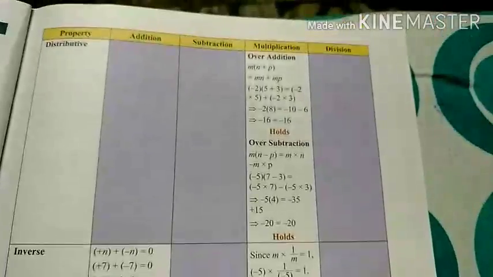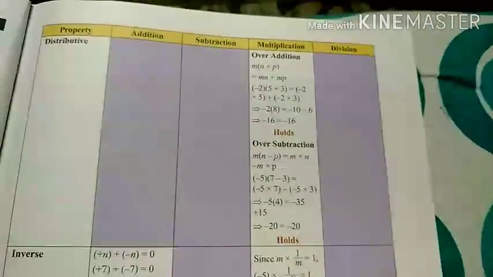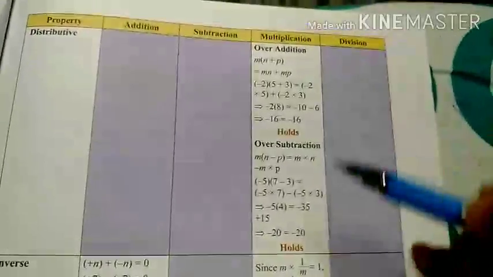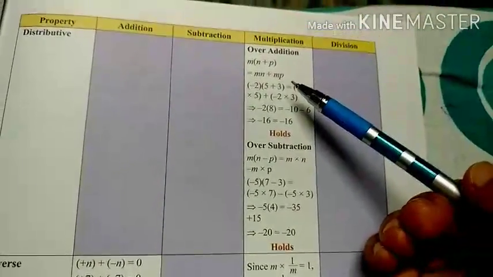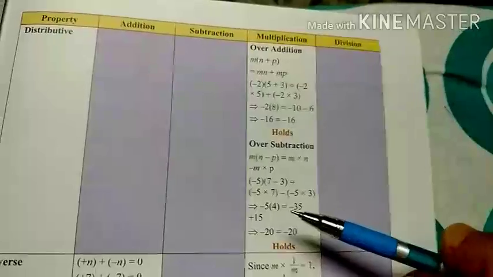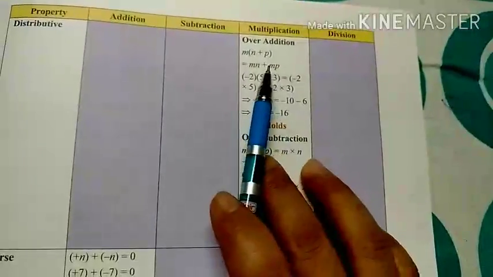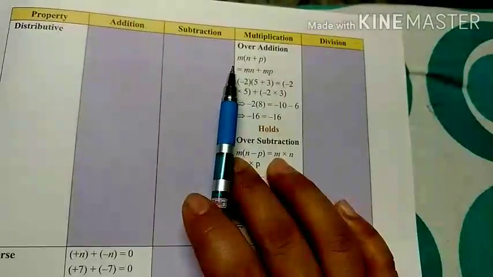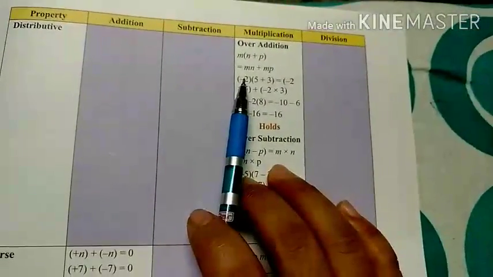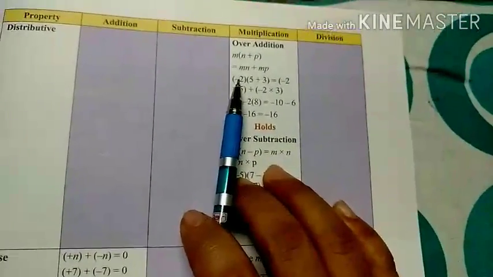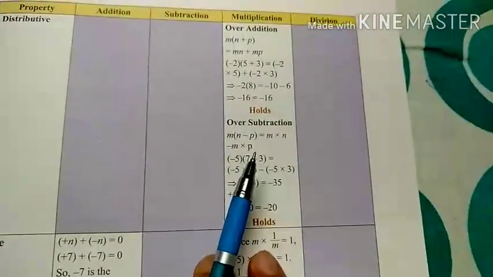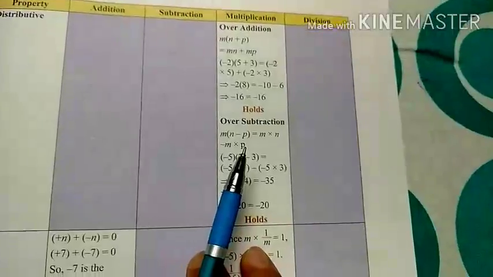Similarly, distributive property. Distributive property means a combination of addition and multiplication. Okay, so it works for the two. Distributive property first works for addition, then subtraction. Addition means if you add two numbers first and multiply by another number later, or multiply that number first with each number inside the bracket and add later, that gives you the same answer. That is the property of addition.